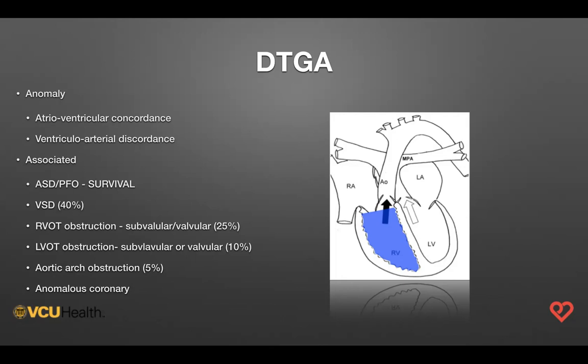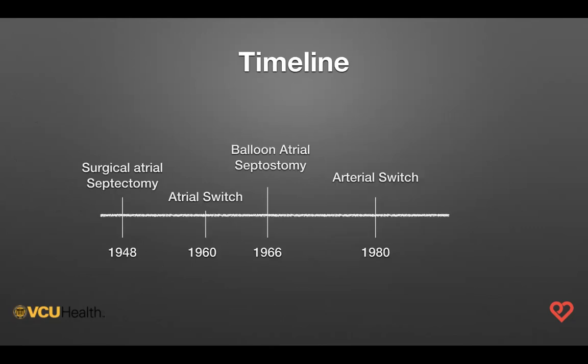For the reasons for exam, I think the most common associated abnormalities that you need to know are the ASD and the VSD. Again, I'm going to show you the surgical timelines of how we learned what we were doing, so that when you're seeing a patient, or when you're imaging the patient, you can predict what they've had. We did perform surgical atrial septostomy in 1948 for the first time.